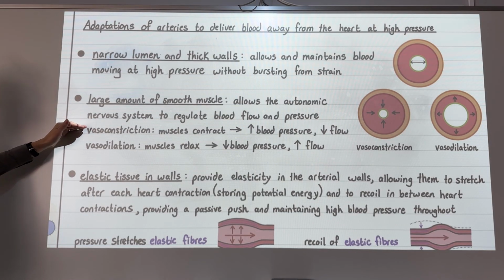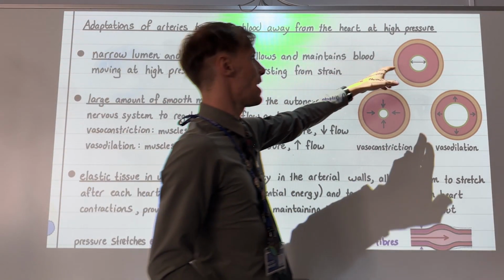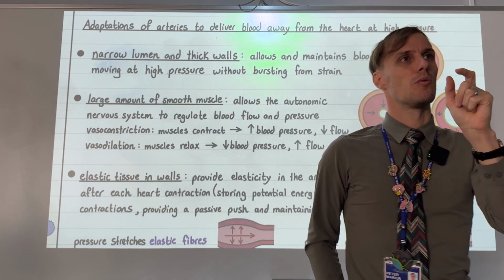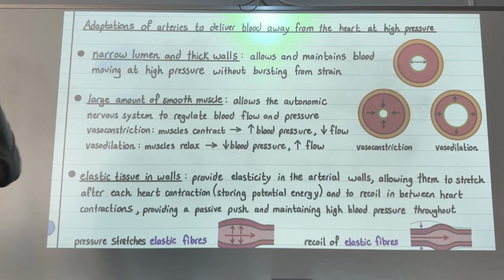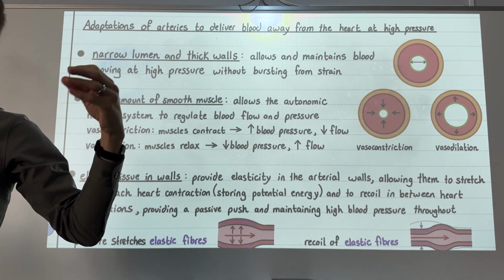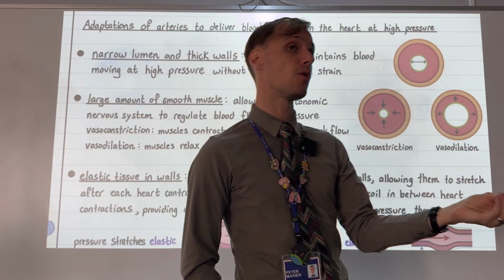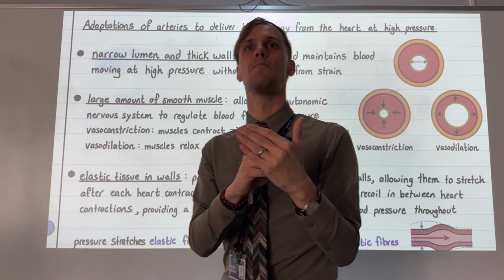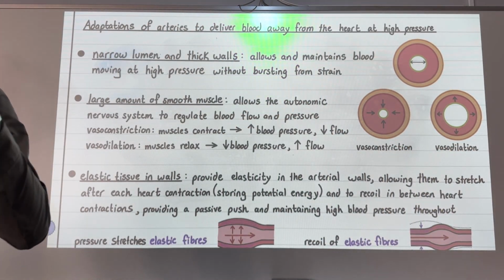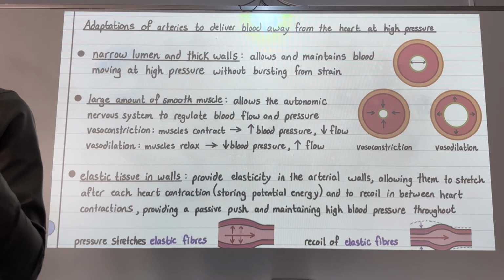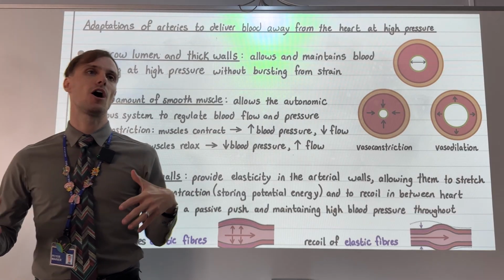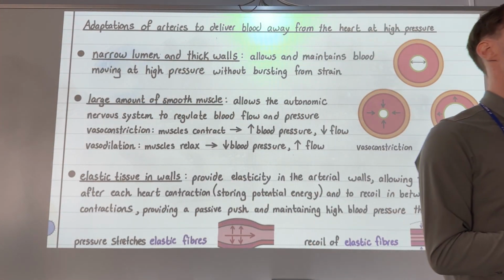The next adaptation that it has is that, well, I said that this tunica media is made up of smooth muscles. Well, what do I mean by that? We've already looked at skeletal muscles in B3.1. These are muscles connected to the skeleton or to the bone. Smooth muscles are not connected to bone. In fact, these muscles are entirely involuntary, meaning that you cannot control them. They are controlled through your autonomic nervous system, something that we'll talk about in another topic.